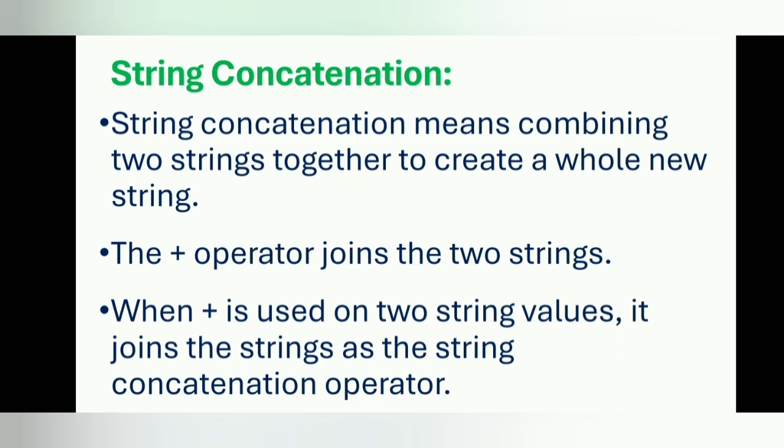The meaning of an operator may change based on the data types of the values next to it. For example, plus is the addition operator when it operates on two integers or floating point values. However, when plus is used on two string values, it joins the strings as the string concatenation operator.